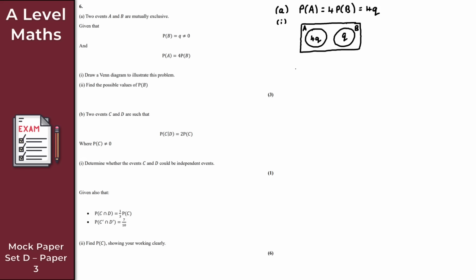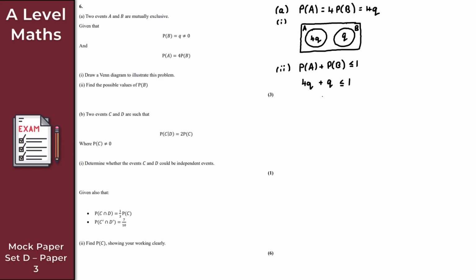Now for A part 2 then, a nice follow on here. It just says find the possible values of the probability of B. So what you should be aware of here then is the probability of A plus the probability of B here. That must be less than or equal to 1, right? So let's just make a note here. The probability of A plus then the probability of B here, that must be less than or equal to 1. Well, I know both of these probabilities, right? The probability of A is 4Q. So 4Q. The probability of B is Q. So 4Q plus Q must be less than or equal to 1, like so.